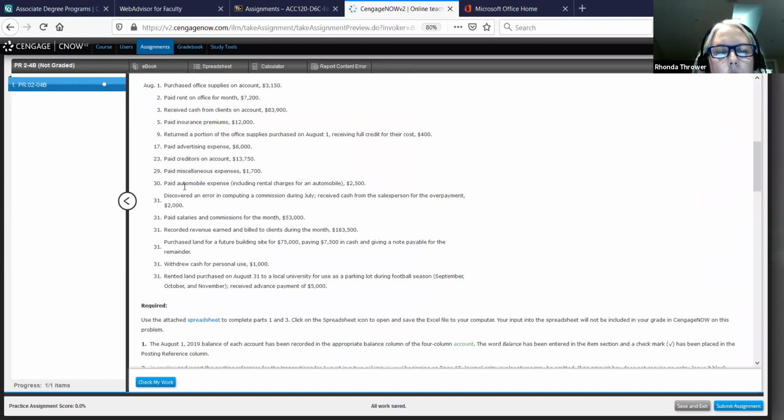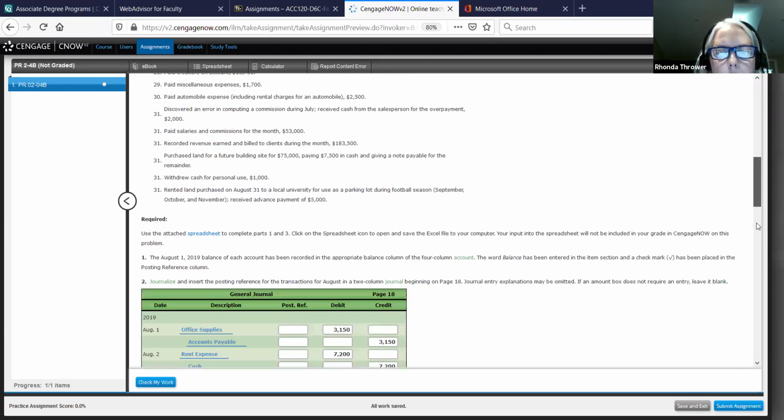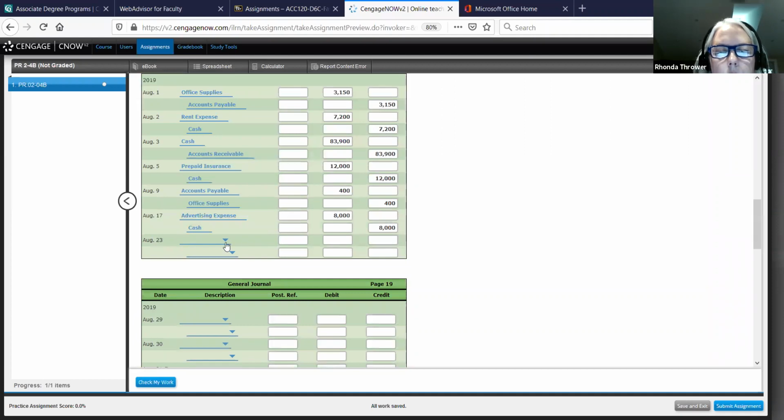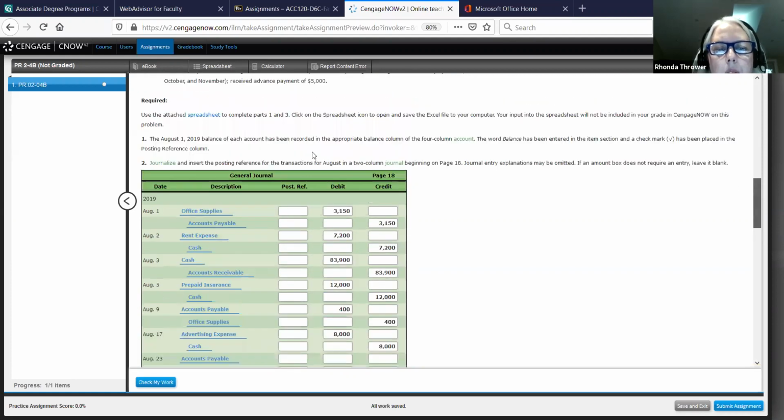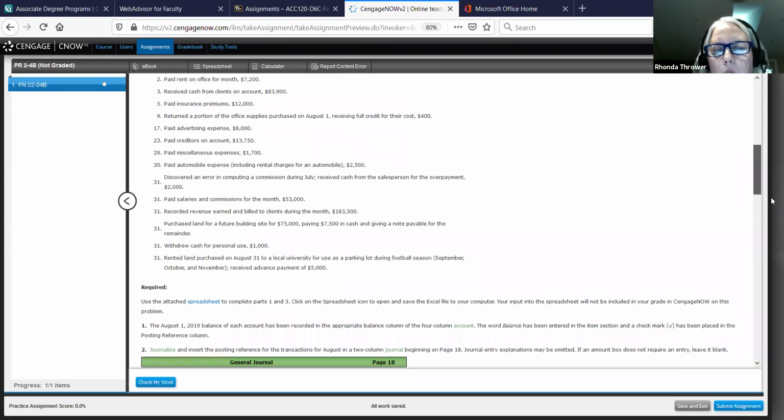Then I'm going to move on to my next transaction, which says that I have paid creditors on account, $13,750. If you're paying creditors on account, your accounts payable, which is a liability, is going down. To decrease the liability, we would debit the liability account to make it go down. The amount it's going down is by $13,750.